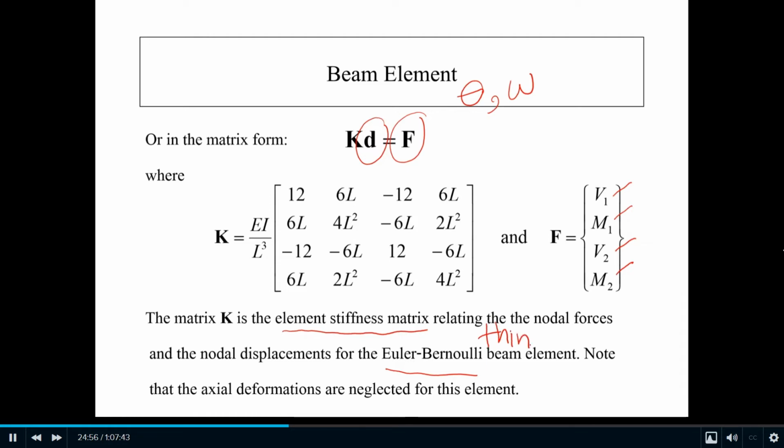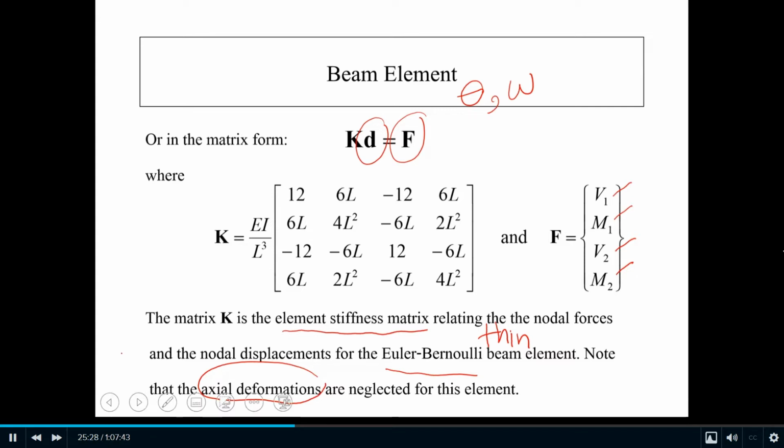It's the beam that we learn in mechanics of materials at undergraduate level, which involves certain approximations within its deformations. And if you use this beam element in solving certain problems, it's implied that you ignore the axial deformations. You ignore the axial deformations.